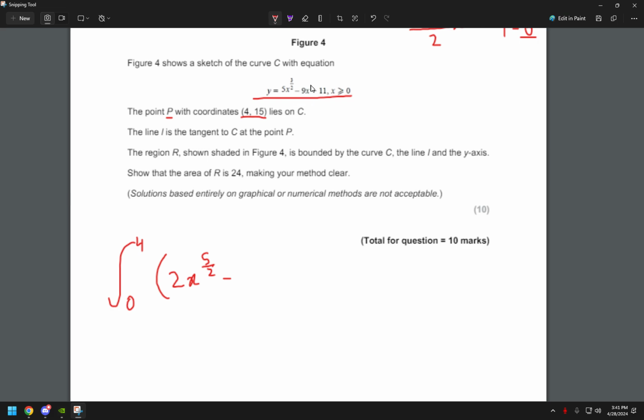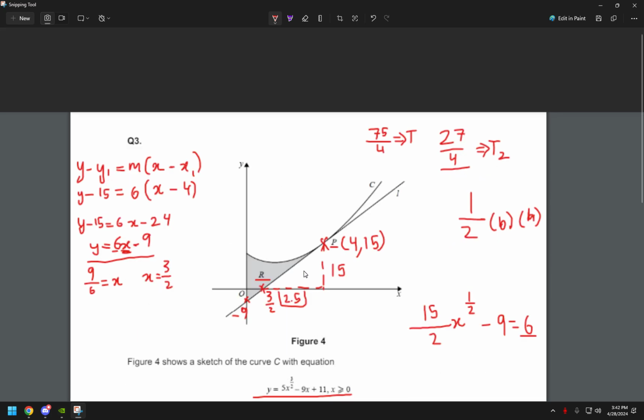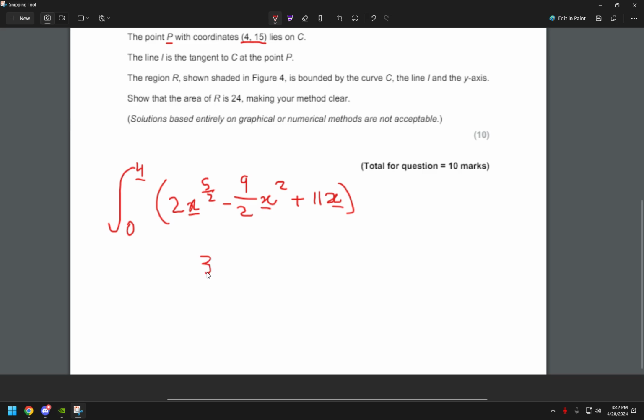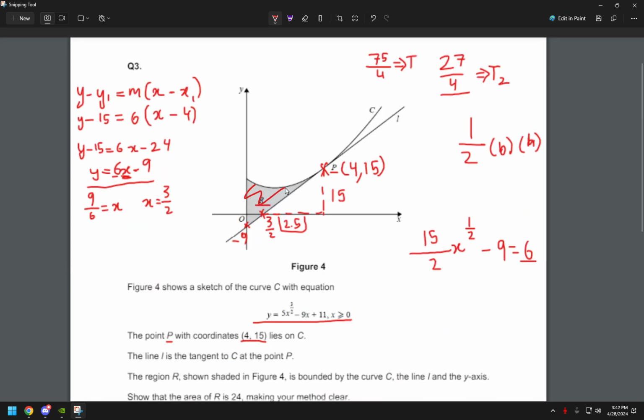So then you do 9 divided by 2, which is 9 over 2, x squared. And for the 11, if it was differentiating, the 11 would just go, but because I'm integrating here, I add x to it now, plus 11x. Okay. That's it. Now I just put 4 into wherever it says x. So it becomes 2 times 4 to the power of 5 over 2, minus 9 over 2 times 4 squared, plus 11 times 4, which is 36. So 36 was this whole bit here, all of it.